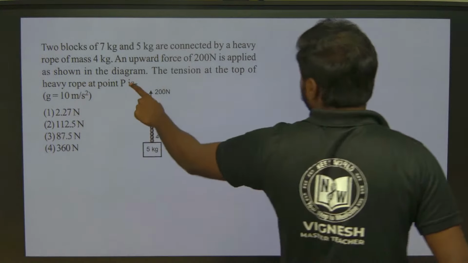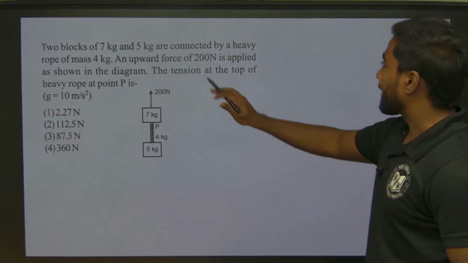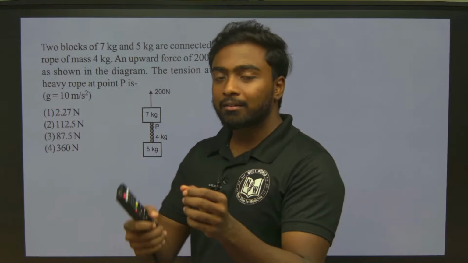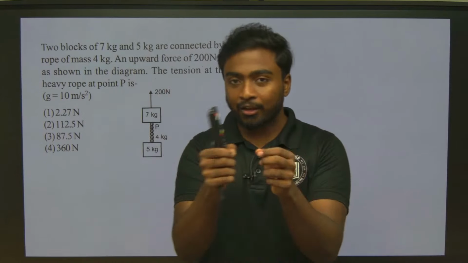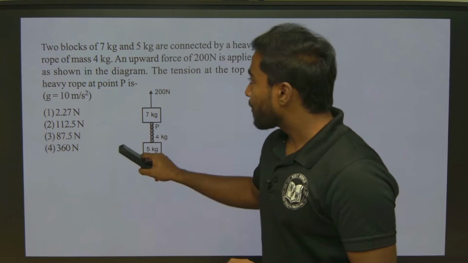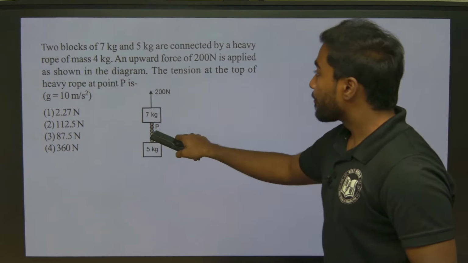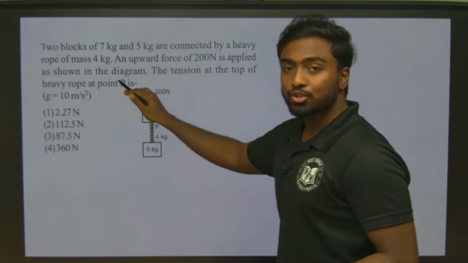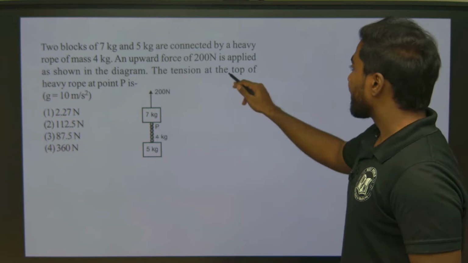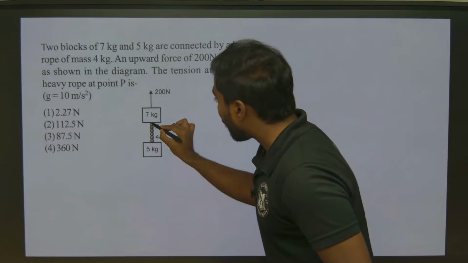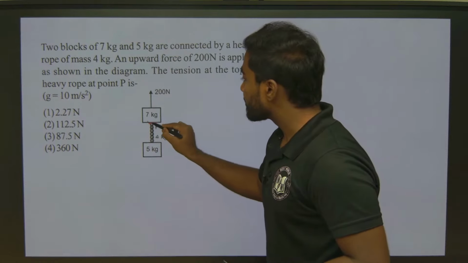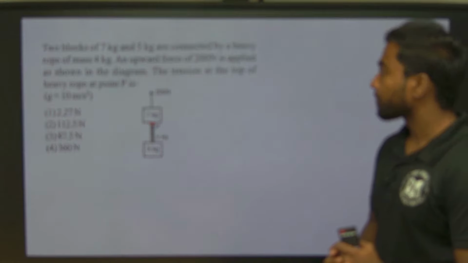So two blocks of 7 kg and 5 kg are connected by a heavy rope of mass. So till now what we have seen, whenever we are considering the rope, the rope is massless, right? So now we are considering a rope of mass 4 kg. So an upward force of 200 Newton is applied as shown in the given diagram. They are asking what is the tension at the top of the rope here. So this is the tension, at this point what is the tension they are asking. Okay, so can you give the answer for this question?